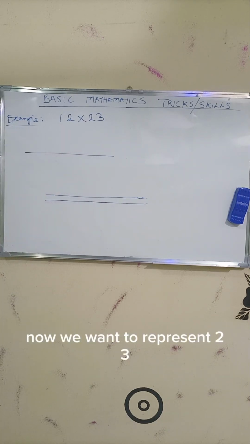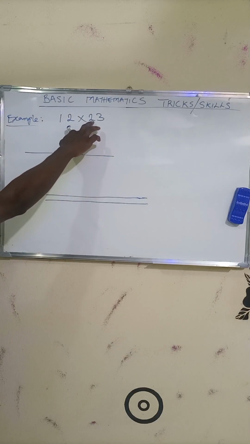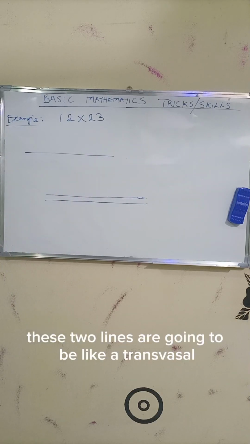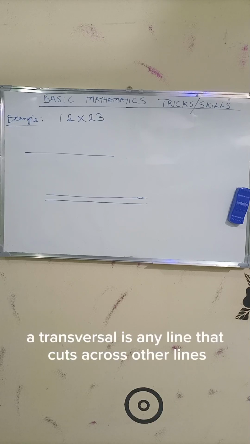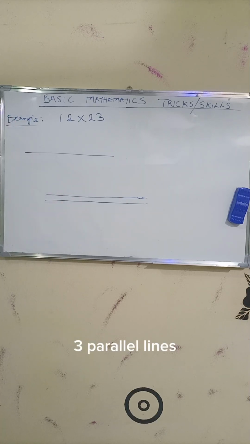Now we want to represent 23. And how do we go about representing 23? We're going to start with 2. So we're going to draw 2 lines. But in this case, these 2 lines are going to be like a transversal. A transversal is any line that cuts across other lines. So this transversal will cut across these three parallel lines.